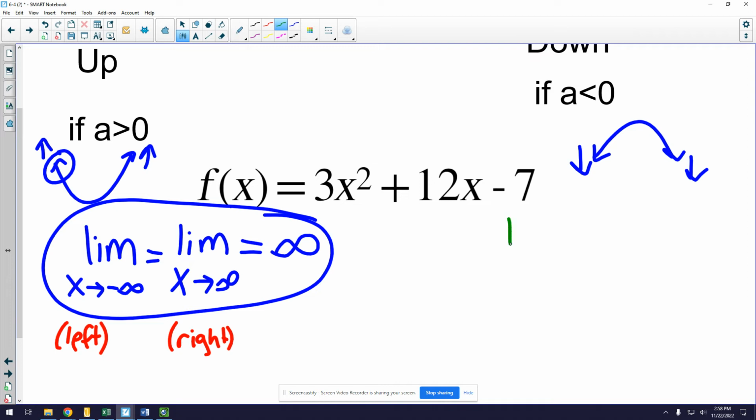If I'm opening down, then I'm still going to have the first two parts are the exact same, because those are what I'm looking at. The limit as x goes to negative infinity is I'm looking at it going to the left. And the limit as x goes to positive infinity, I'm looking at it going to the right. What is your graph doing in the left and right directions? It's going down. So in this one, it's now going to equal negative infinity.